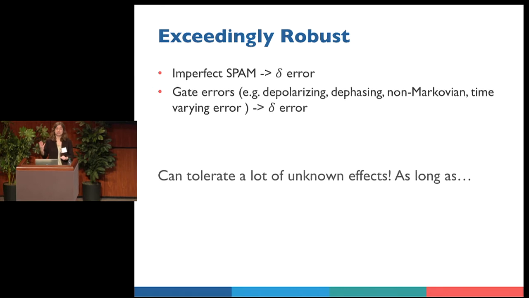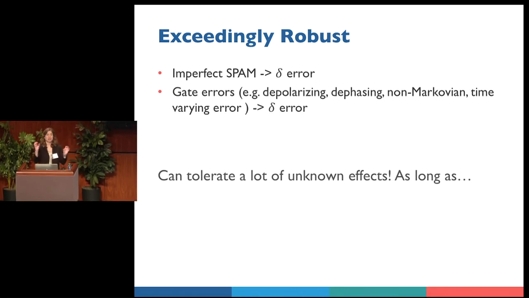Okay, and it's also exceedingly robust. I've talked about that delta error, that bias, as being caused by unknown SPAM error. But if you noticed in this whole analysis, we never said, oh, this bias is coming from SPAM. It actually could have come from anything. It could have come from some dephasing noise. It could have come from non-Markovian noise. We were totally agnostic as to where that bias came from. We just said as long as that bias is not catastrophic, we're okay. So it's robust to all sorts of uncertainties in the system.